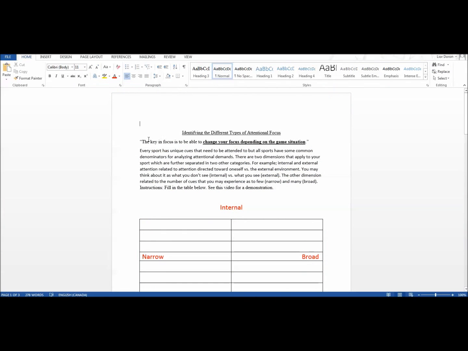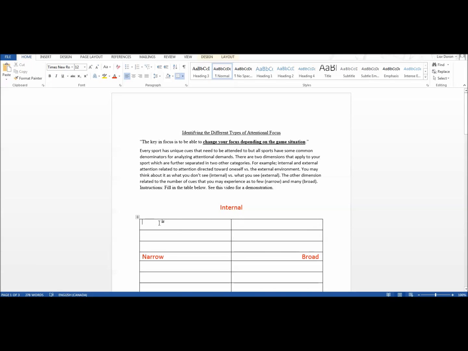You'll notice once again the key in focus is to be able to change your focus depending on the game situation. It has a preamble where it tells you every sport has unique cues that need to be attended to, but all sports have some common denominators for analyzing attentional demands. And in this case, you're going to be asked to put situations down. I'll do a couple just so that you understand it better.